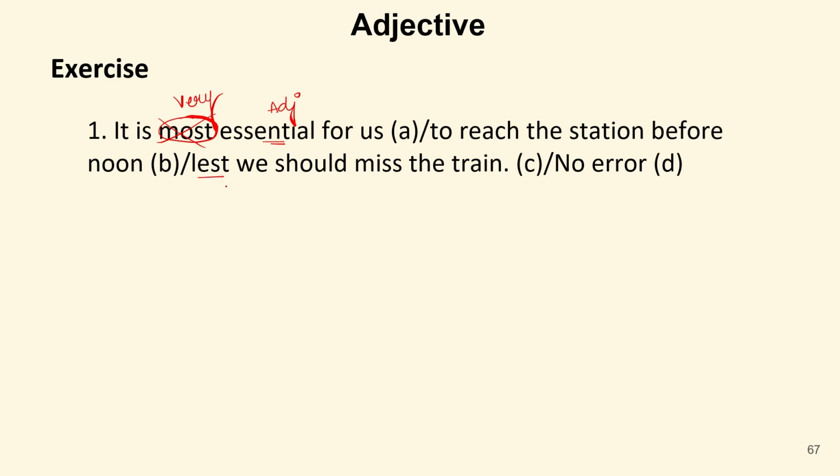Lest is used as otherwise. It is a negative word, and it is always followed by should. This is a coordinating conjunction that we will discuss again later on. So it is very essential for us to reach the station before noon. Otherwise, we can miss the train. So, very essential shows the cruciality of the time. It shows the importance of the time.